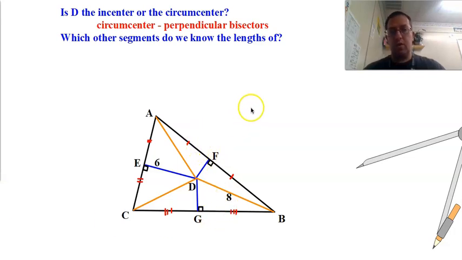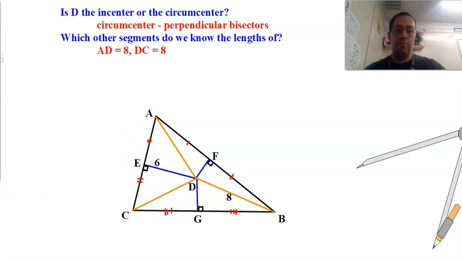Okay. So now what other segments do we know? Do we know something else that's congruent to the 6, something else that's congruent to the 8? Well, we know something that is congruent to the 8. The circumcenter is equidistant to the vertices. And so since 8 is the distance from the center to the vertex B, that's going to be the distance from the center to all of the vertices. So AD is going to be 8, and CD is also going to be 8.